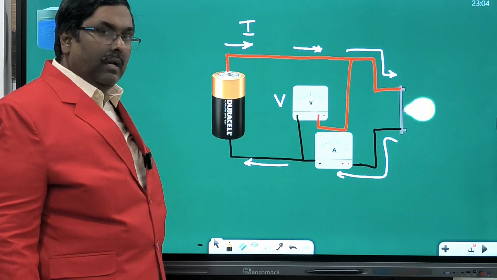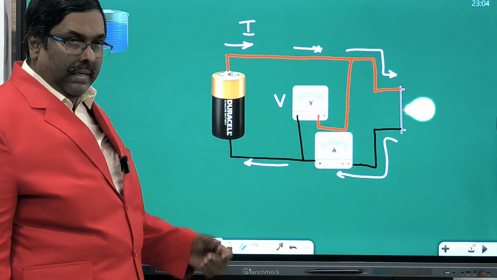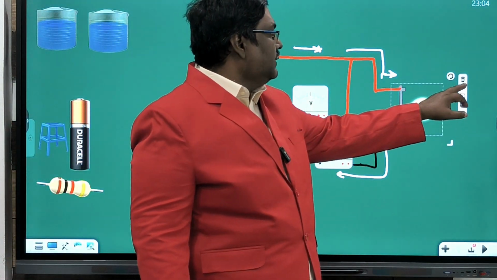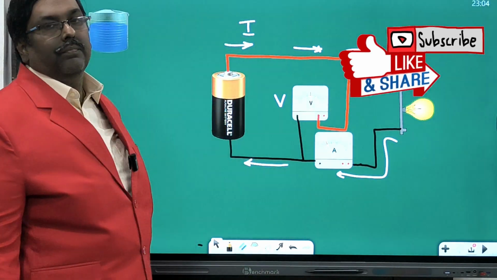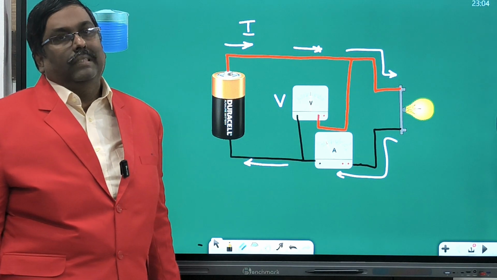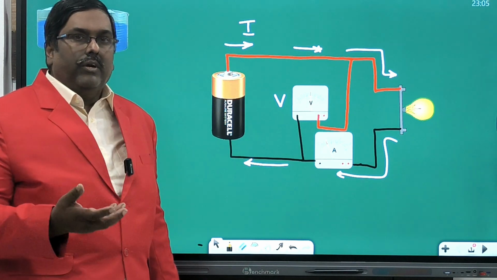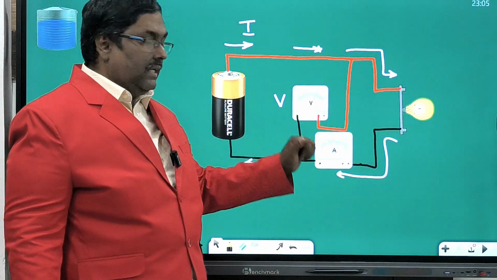The ammeter is now showing some amps. After putting the ammeter, the light is a little dim because the ammeter has some resistance. So the ammeter is consuming a very minute current. Normally that current will not affect the load, but I showed you for easy understanding, the difference in the current. So I put the ammeter.